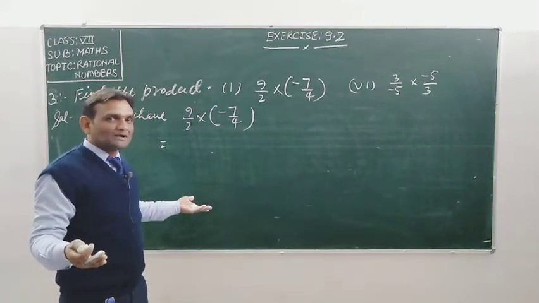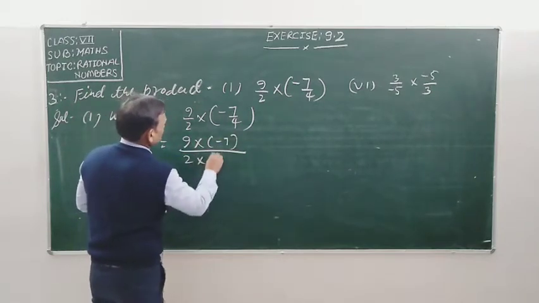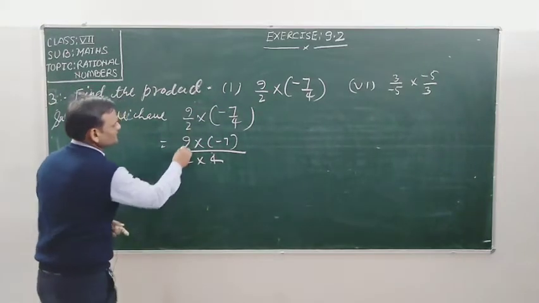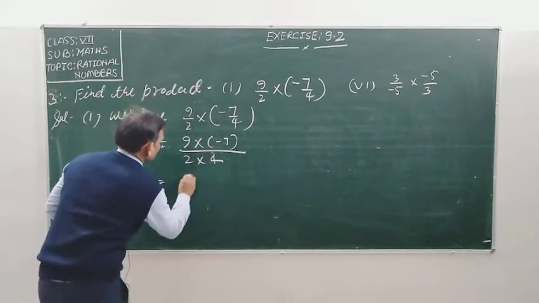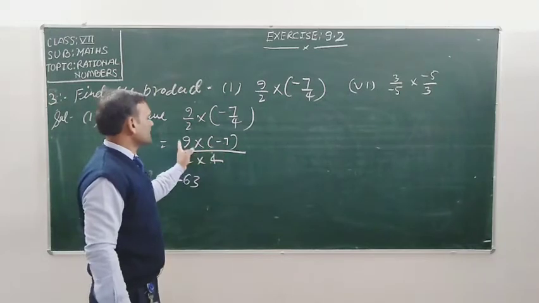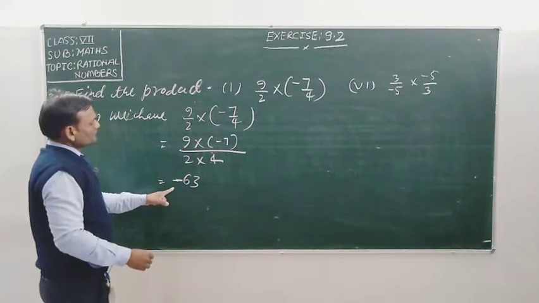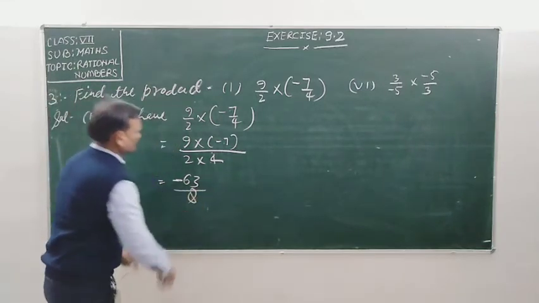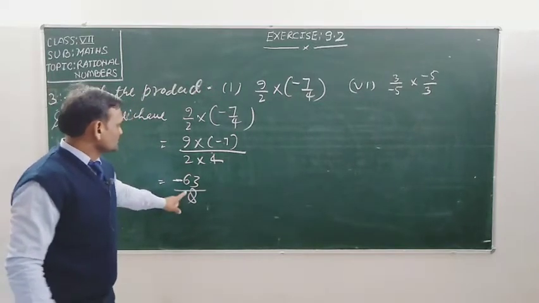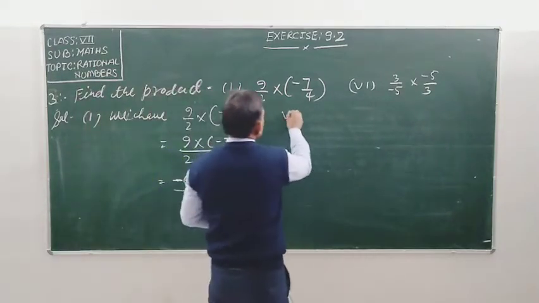And then at last we get the product. So 9 into minus 7 upon 2 into 4, like this, numerator to numerator and denominator to denominator, we get 9 7s are 63, minus 63, because one is negative and the other is positive, and when we multiply one negative and one positive, we get a negative number. So minus 63 upon 8. This is my answer, student.